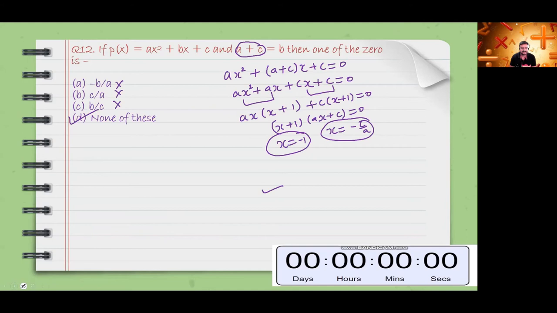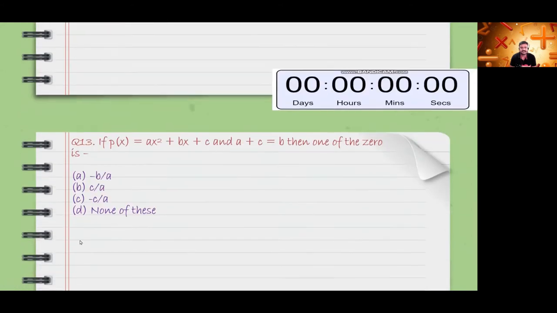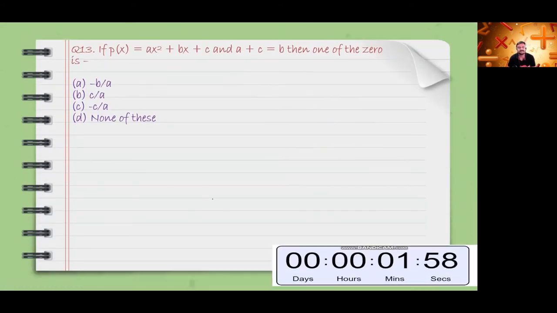Okay. Next one. Start the next one. I think so. It is same only. Okay. So here the answer will be minus C by A. The question is same. It is repeated. Okay. Next one.